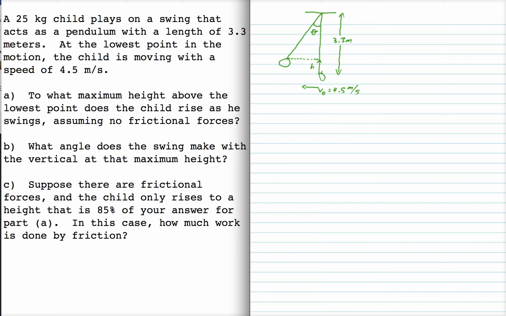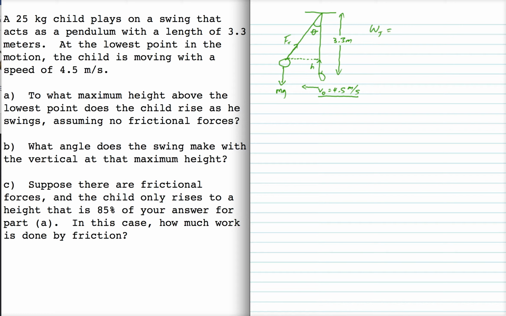So let's see. To do work energy, we need to identify the forces in the problem. So the forces acting on the pendulum are gravity and tension. And that's it. There aren't any other forces in the problem. There's no applied force. I mean, yes, the child starts with an initial speed of 4.5 meters per second. Maybe she was pushed or whatever, but our analysis begins after she has that initial velocity. So we're not worried about what force gave her that initial velocity. So it really is true that the only forces doing any work in this problem are tension and gravity.